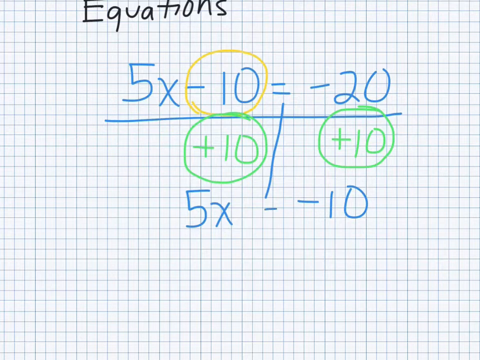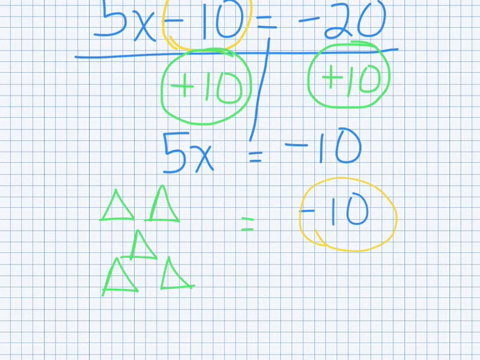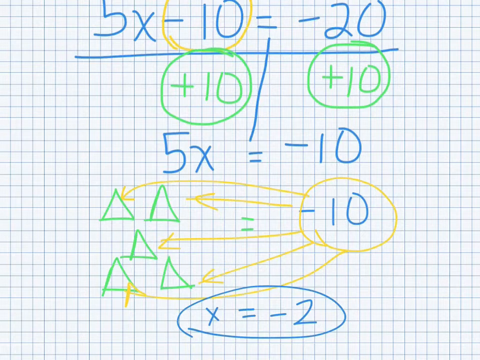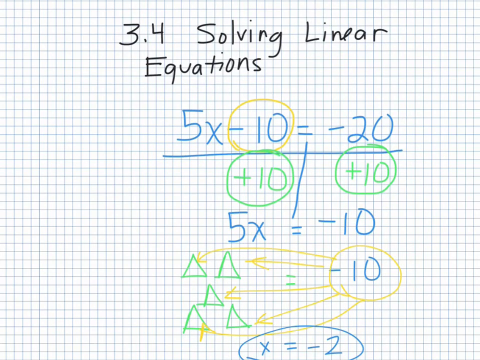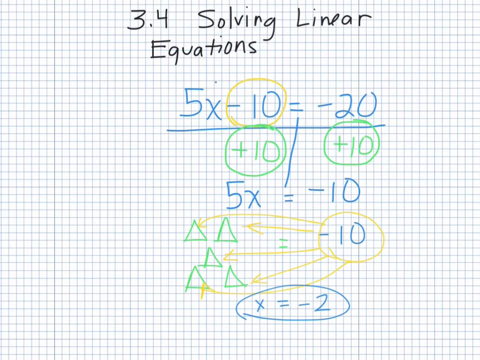From this point, if I know that 5 pouches equals a loss of 10 coins, then each pouch, if I divvied up that loss of 10 coins to each pouch evenly, then each pouch, or each x, would contain a loss of 2 coins. I can then go back and substitute that negative 2 wherever I see an x and see if it checks. So 5 multiplied by a negative 2 is a negative 10. Negative 10 minus 10 is a negative 20. So negative 20 and negative 20 are equal, so it checks.